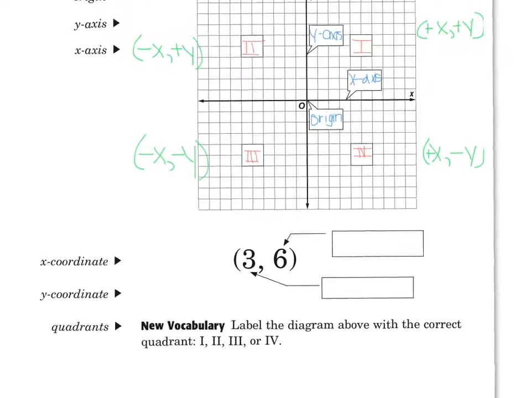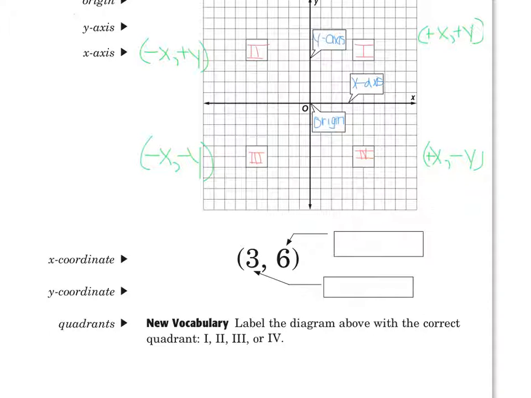Remember that the x-coordinate is the first coordinate in your ordered pair. So the x-coordinate in this example is that 3. Making the 6 the y-coordinate. Remember, when you graph, that first number always tells you to go left or right, and this second number tells you to go up or down.